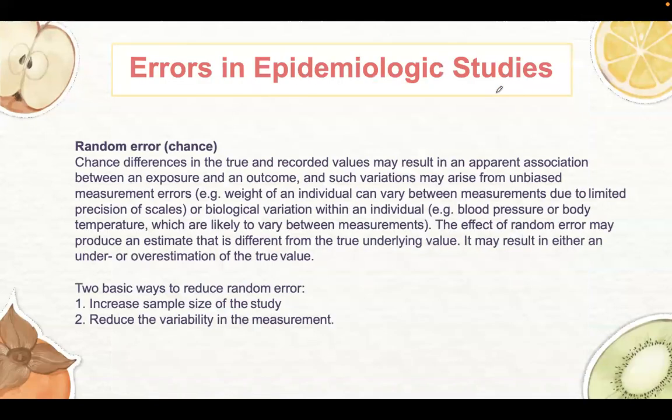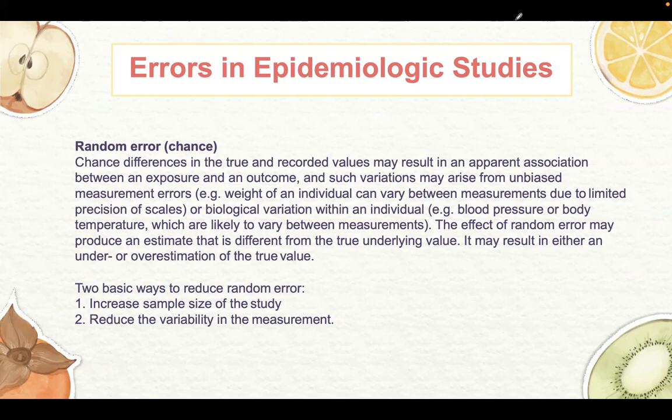However, we will encounter different errors in your epidemiologic approach or in conducting epidemiologic studies. So number 1, we will be able to encounter a random error or tinatawag nating by chance. Okay? Chance differences in the true and recorded values may result in an apparent association between an exposure and an outcome. And such variations may arise from an unbiased measurement errors.